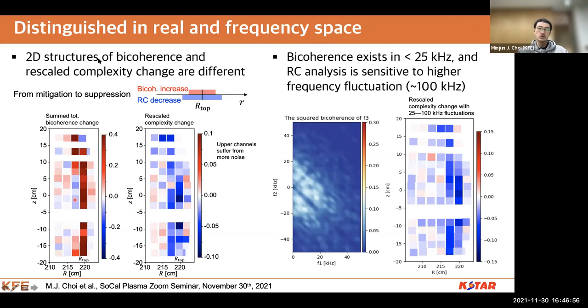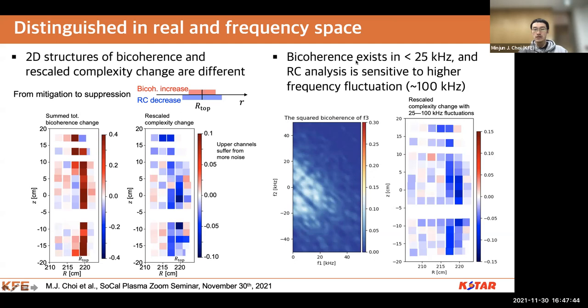Here I show you the 2D structures of the bicoherence and the rescaled complexity change from mitigation to suppression. Bicoherence increased near the pedestal top, and the rescaled complexity decreased near the pedestal top. And their 2D structures are very different. Please note that the upper channels suffer from more noise, so we compare the channels near the midplane. You can see that the reduction of complexity is observed in at least two channels, while the bicoherence increase is localized to a single channel here. So we can think that their spatial sizes are different.